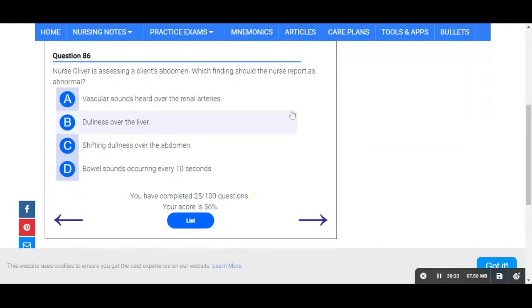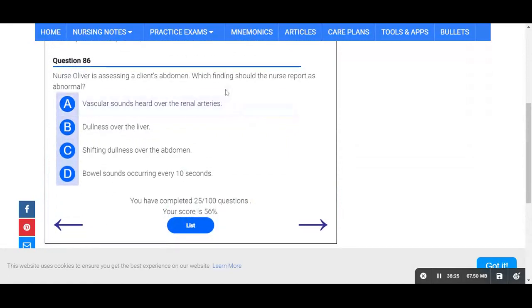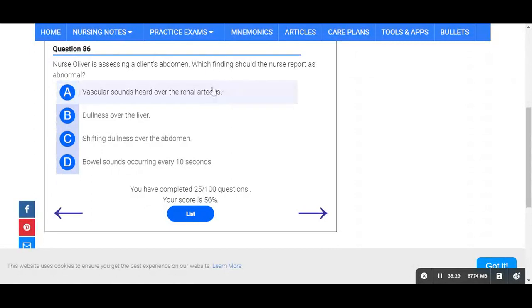Okay? Nurse Oliver is assessing a client's abdomen. Which finding should the nurse report as abnormal? Vascular sounds heard over the renal arteries, dullness over the liver. Okay. Abnormal.